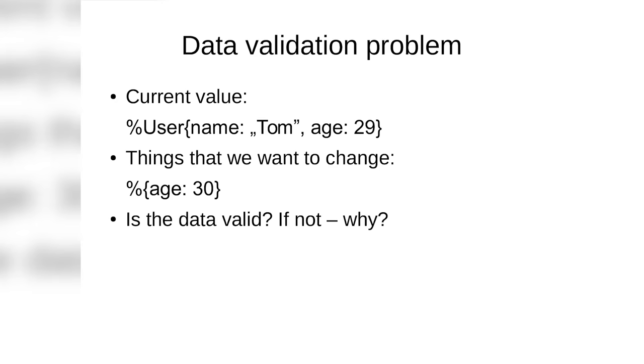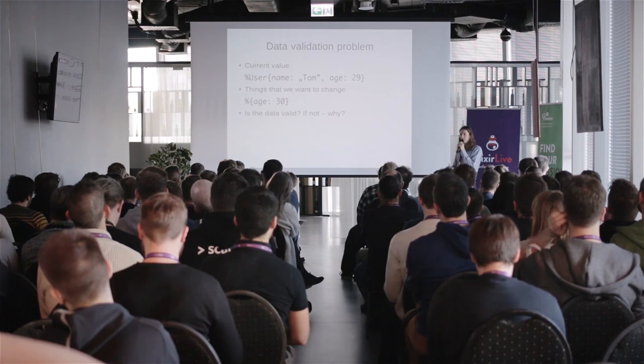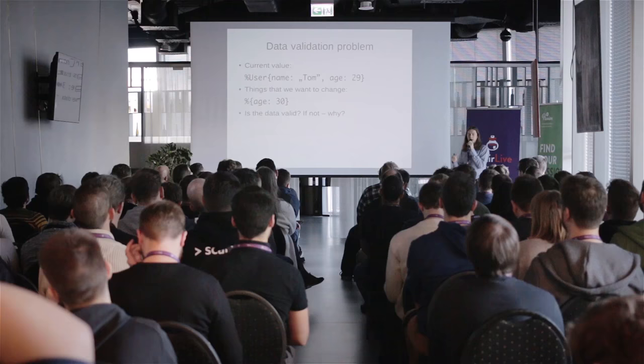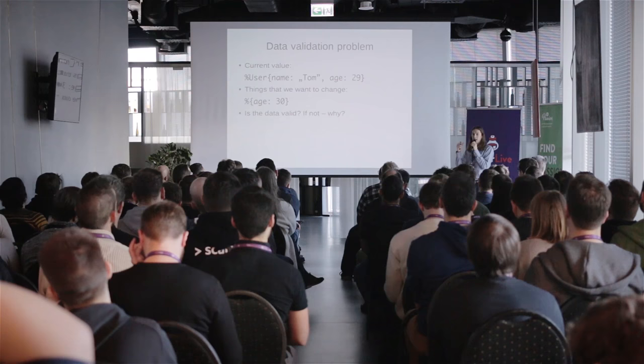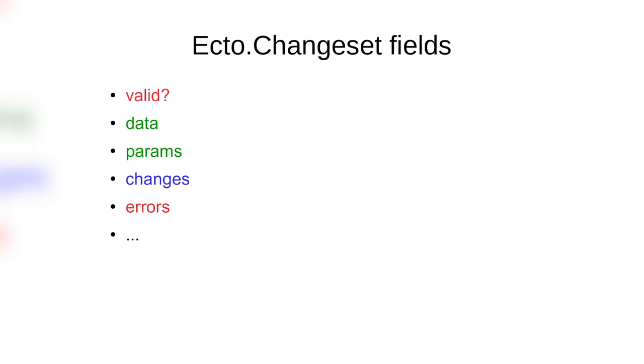Cool. I anticipated that. So now we are going to the first real world problem, which is data validation. So when we are trying to validate some data, we have firstly the original data, like for example, we take a user from the database. Second thing is that we want to change something in this user, like in this case, we want to change the age from 29 to 30. And we want to answer the question, is the data valid now? And if not, why? So in Elixir, this problem is solved by the Ecto changeset library.